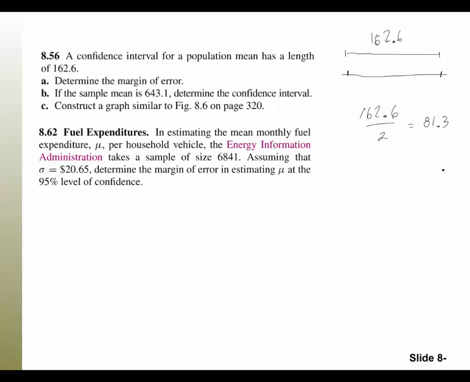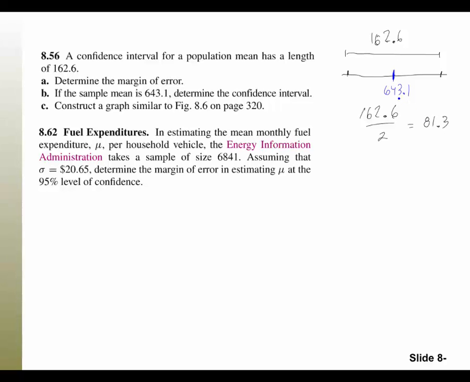If the sample mean is 643.1, determine the confidence interval. So now they just told us that the sample mean, which is our point estimate, is 643.1. Determining the confidence interval means declaring the lower limit and declaring the upper limit. So how will we get the limits? The margin of error is simply how far you are from the mean to the upper limit and how far you are to the lower limit.